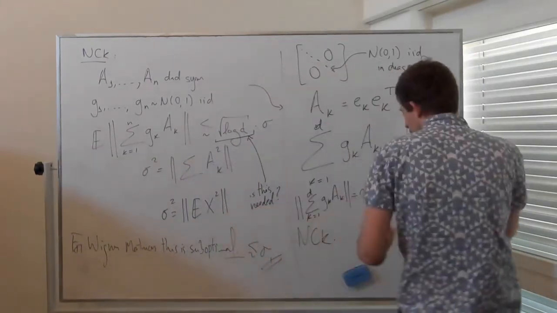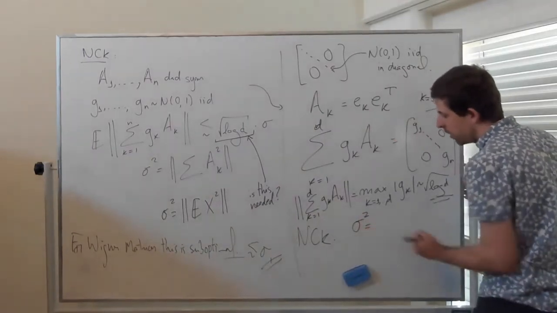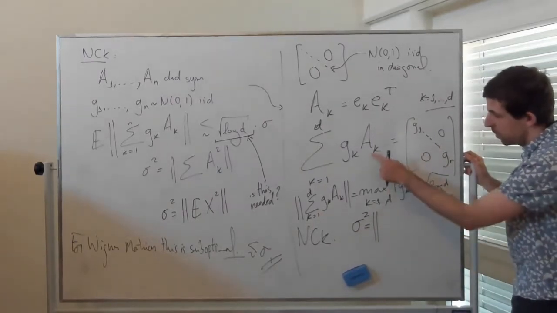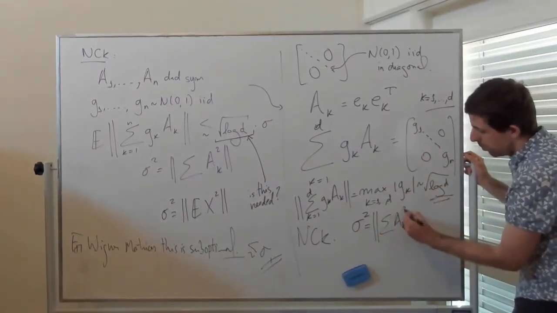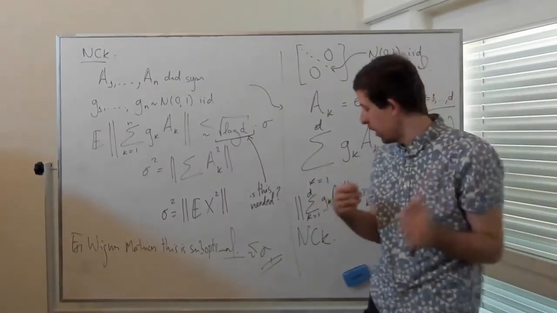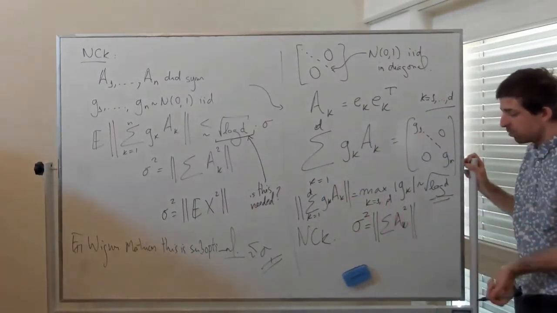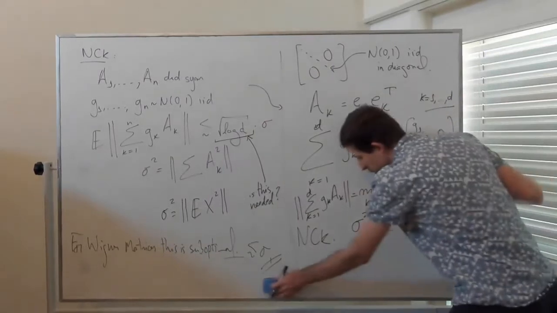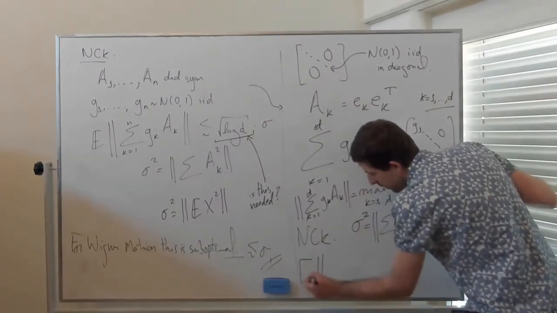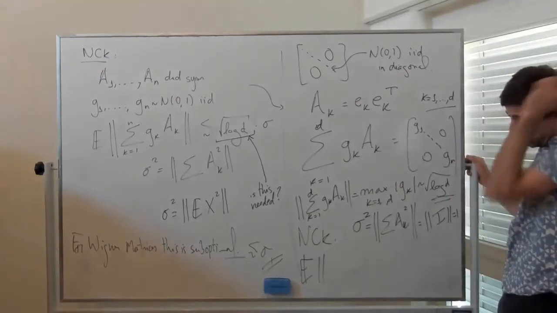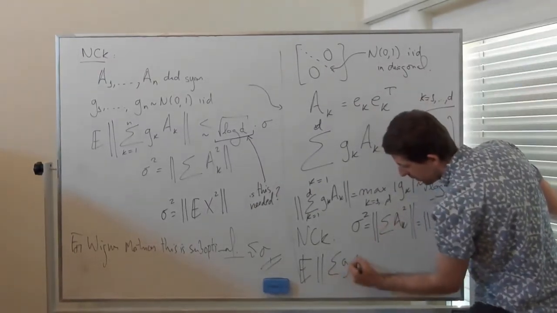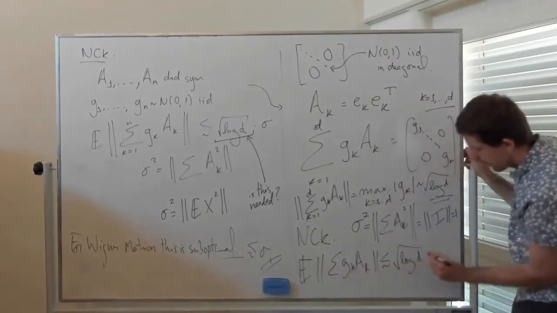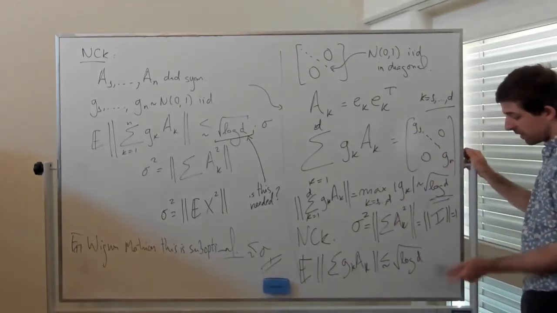Right, non-communication. Okay, what is sigma? Let's see, what is sigma squared? Sigma squared is just the spectral norm of the sum of the squares of the AKs. But AK is a matrix with just a 1 in the diagonal, 0 everywhere else, so the sum is just the same matrix again. So this is really just the spectral norm of the identity. This is just 1. So non-communication gives that the expected value of the spectral norm of the sum of GKs AKs is smaller or equal than square root of log D times sigma, which in this case is 1.